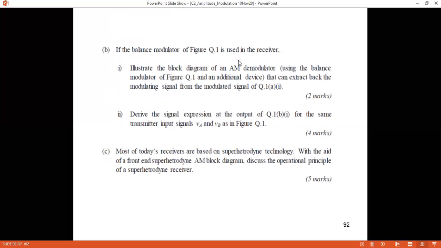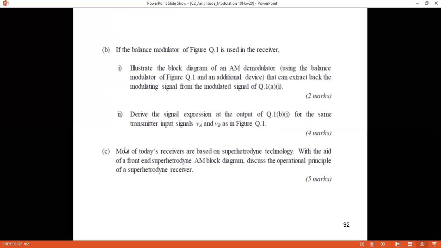Okay, and that part is on the modulation or generation. And then this here, part B, is on the receiver or detection. So it says, illustrate a block diagram using balance modulator and an additional device that can extract back the modulating signal. So this is the detection part. So you need to come up with the block diagram for the detection of your double sideband suppressed carrier signal. And then you need to derive mathematically the output of your generation and detection block diagram.